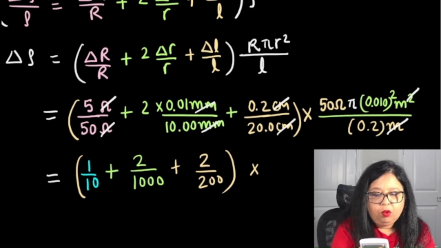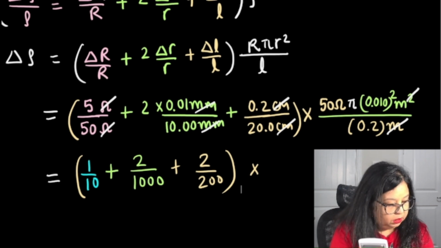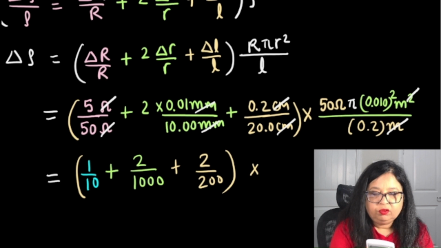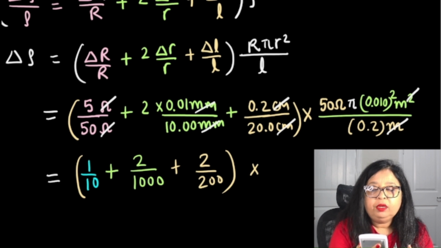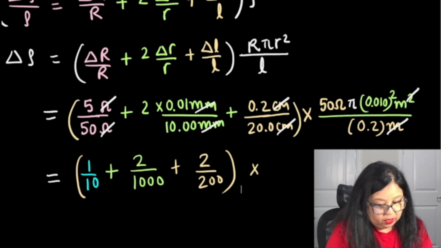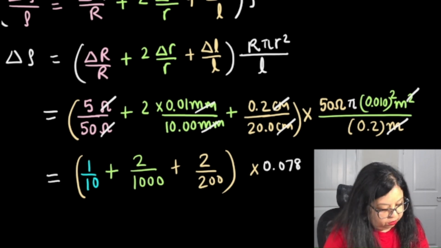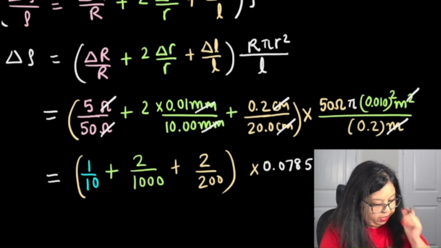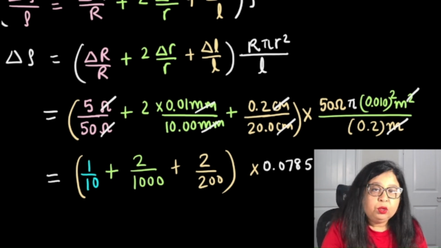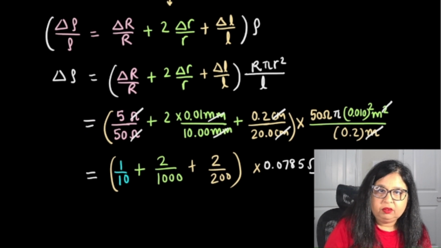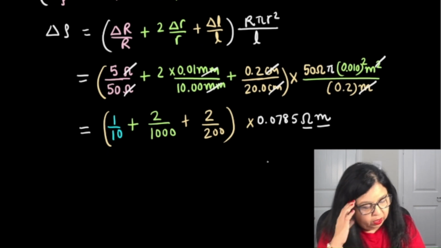What do we have? We have 50 times pi, times 0.010 squared divided by 0.2. That gives 0.0785 ohms meter. Okay. Ohms meter is the unit for the resistivity. I see it's cutting off. Let's move it like this.